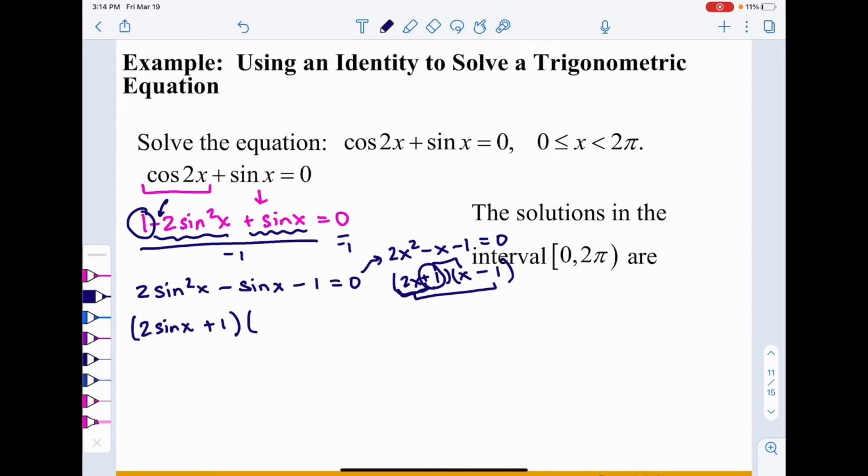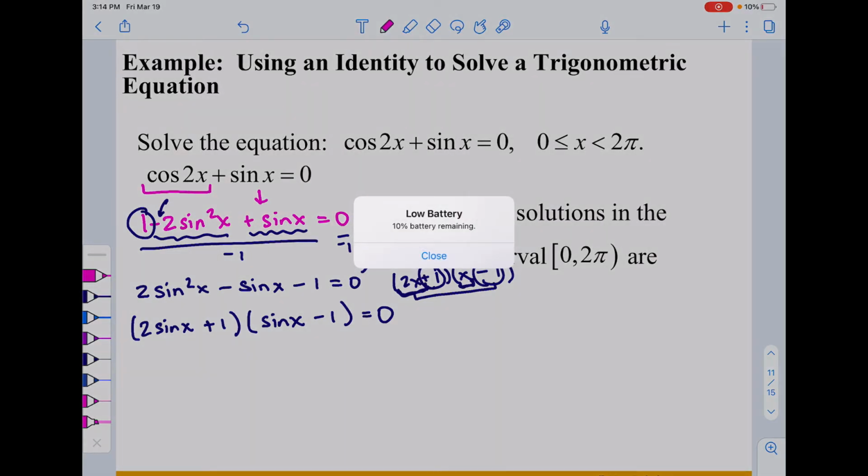And then my second binomial, I just had this x, which means I'm going to have just a sine x, and then we have a minus 1. All I did was take that trigonometric trinomial and break it down into the two binomial factors. And now I can use my zero product property. That means each of these pieces is going to equal 0.